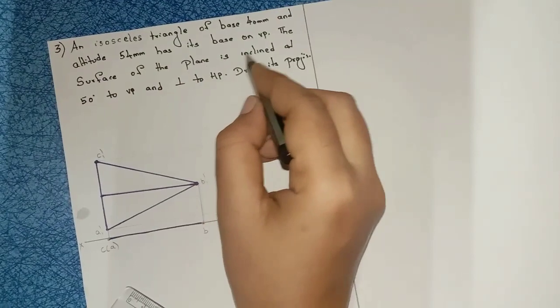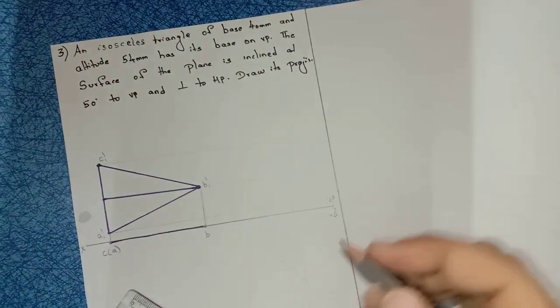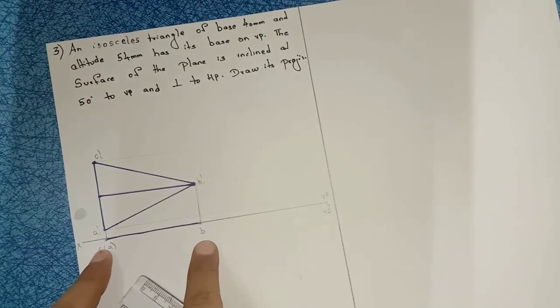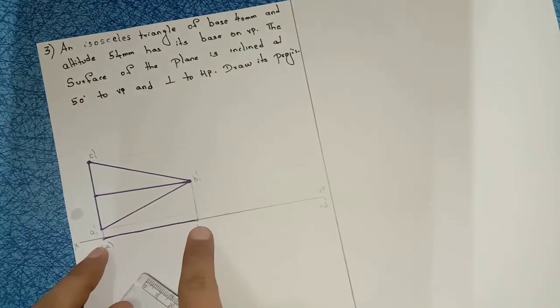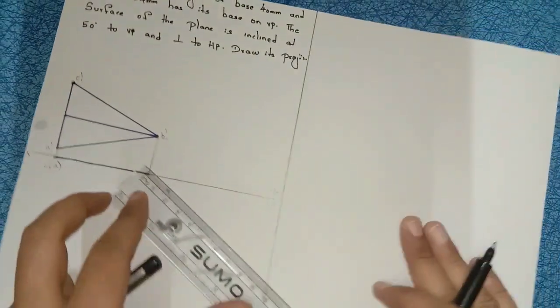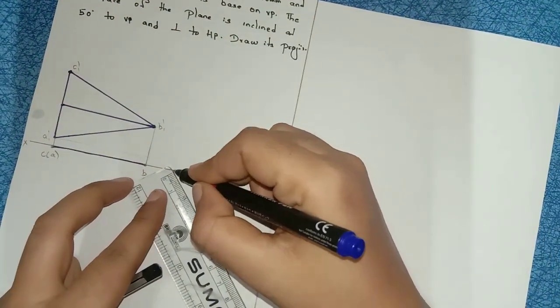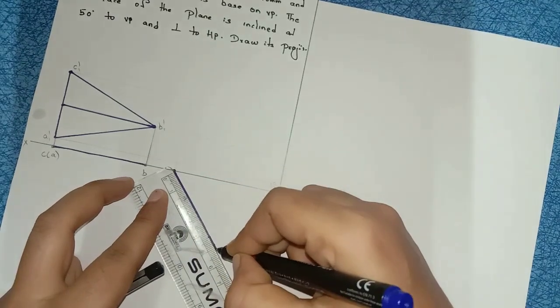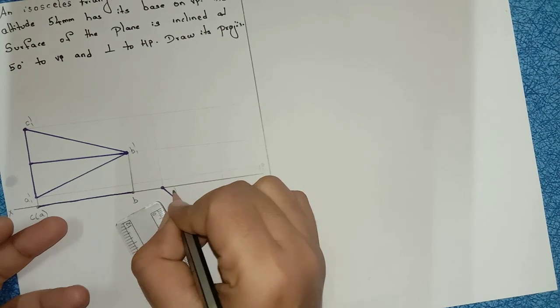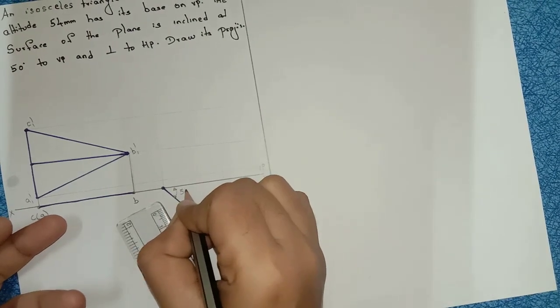After that, the surface is inclined at 50 degrees to VP. To VP means I have to construct here. Measure this length and draw here. Anyway, this is the altitude. Altitude is 54 mm. Right? I am taking the angle 50 degrees and I am drawing here 54 mm. Right? Angle how much here? Angle is here 50 degrees.